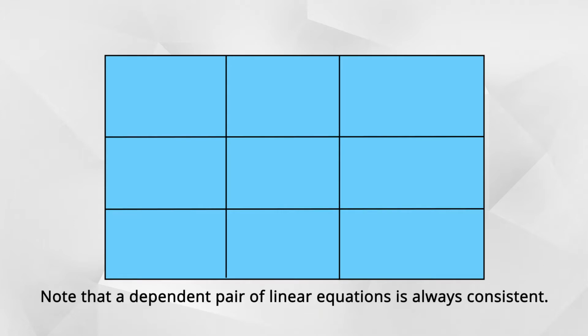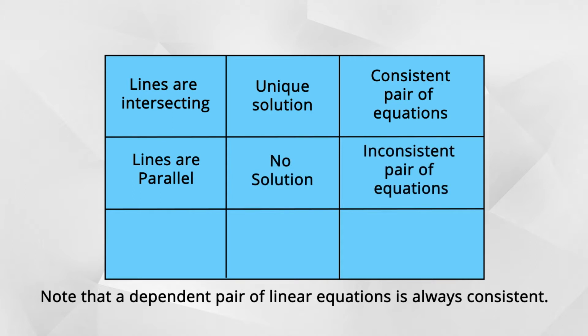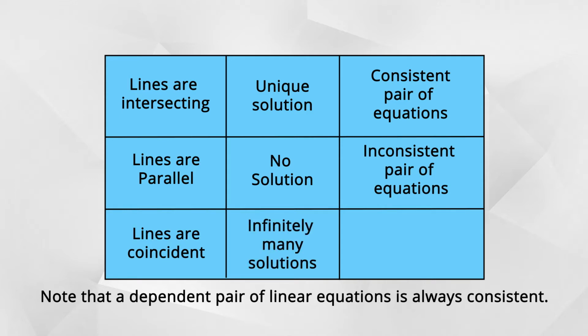Let us summarize the behavior of lines representing a pair of linear equations in two variables and the existence of solutions as follows. First, the lines may intersect in a single point. In this case, the pair of equations has a unique solution, that is, a consistent pair of equations. Second, the lines may be parallel. In this case, the equations have no solution, that is, an inconsistent pair of equations. Third, the lines may be coincident. In this case, the equations have infinitely many solutions, that is, a dependent pair of equations.